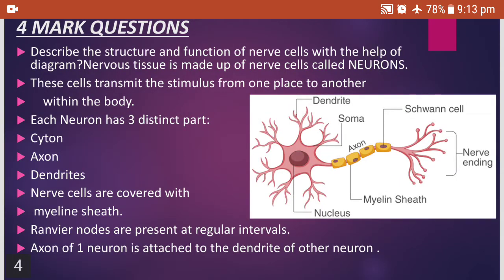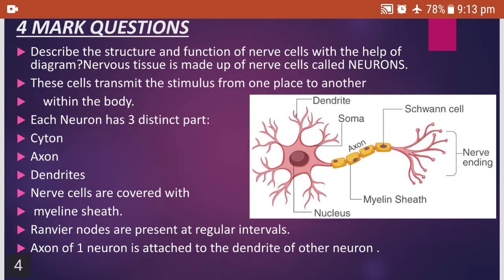To start with, 4 mark questions. Describe the structure and the function of nerve cell with the help of a neat labeled diagram. Nervous tissue is made up of nerve cells called neurons. These neurons transmit the stimulus from one place to another place within the body. Each neuron has 3 distinct parts. You can observe in the slide.